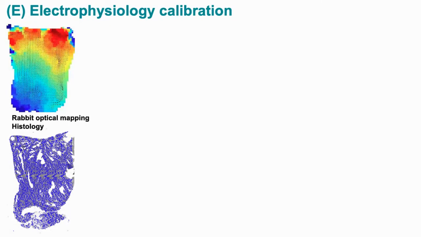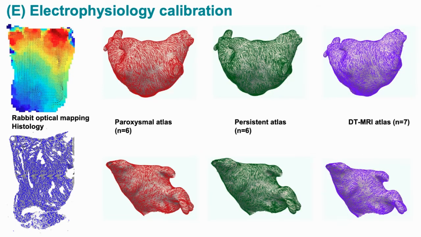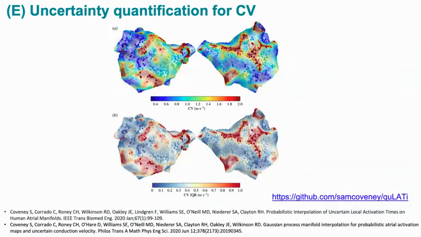But here anyway, we've got some validations. This is rabbit optical mapping data. We've also got histology, and so we can try and validate the techniques. We've calculated this for 6 paroxysmal patients and made an atlas, 6 persistent AF patients. And of course, we can compare these to the DT-MRI data that we've got here. And as I said, we could now include more of the uncertainty quantification for conduction velocity. I'll come onto this a bit more later, but again, the codes are available here.